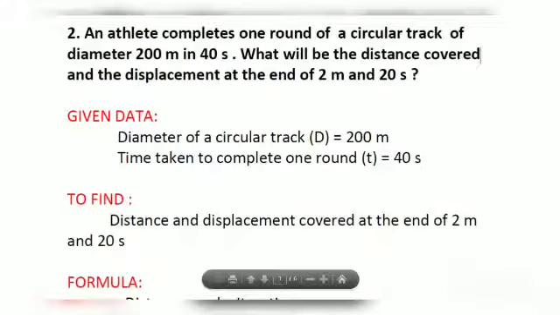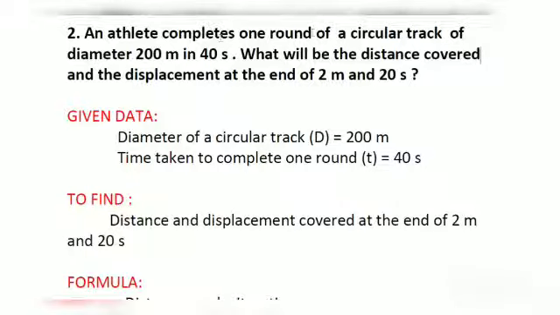Question number 2. An athlete completes one round of a circular track of diameter 200 meters in 40 seconds. What will be the distance covered and the displacement at the end of 2 minutes 20 seconds? The diameter of a circular track is given as 200 meters. An athlete completes this track within 40 seconds. You have to find the distance covered and the displacement at the end of 2 minutes 20 seconds.